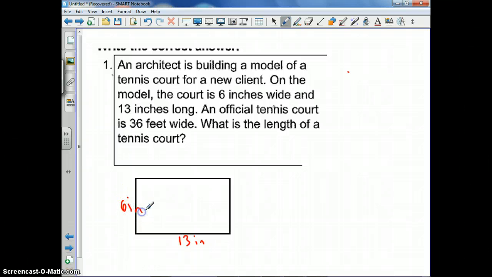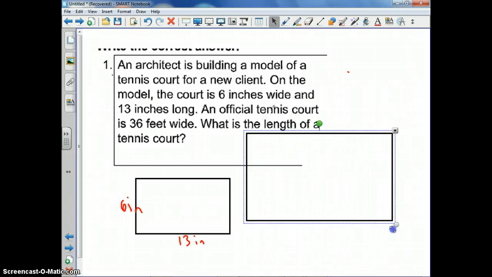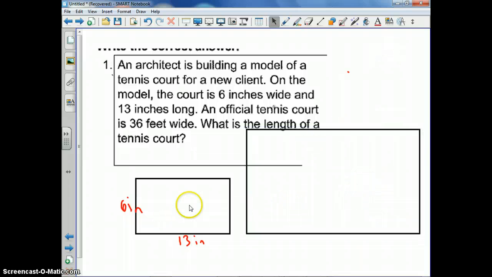Then it says an official court. So this is the model size. The official court is bigger. So what I'm going to do is take this model and copy it, only it needs to be bigger. So notice it's similar. I just made it larger. So these are similar figures, meaning they have the same shape.